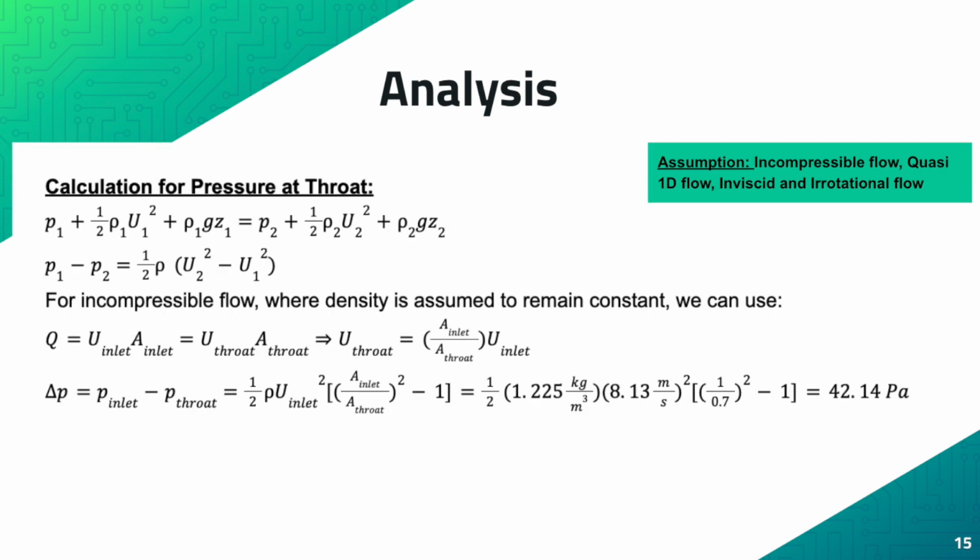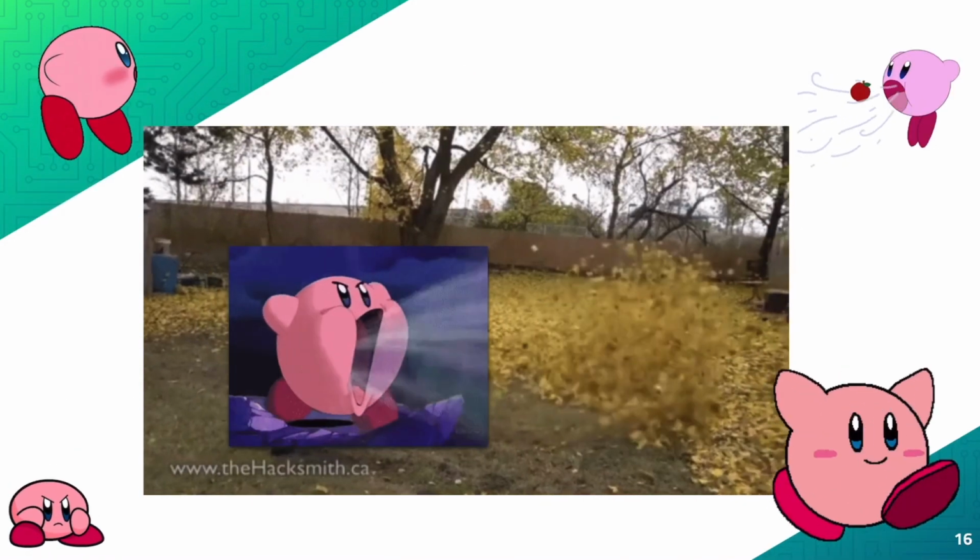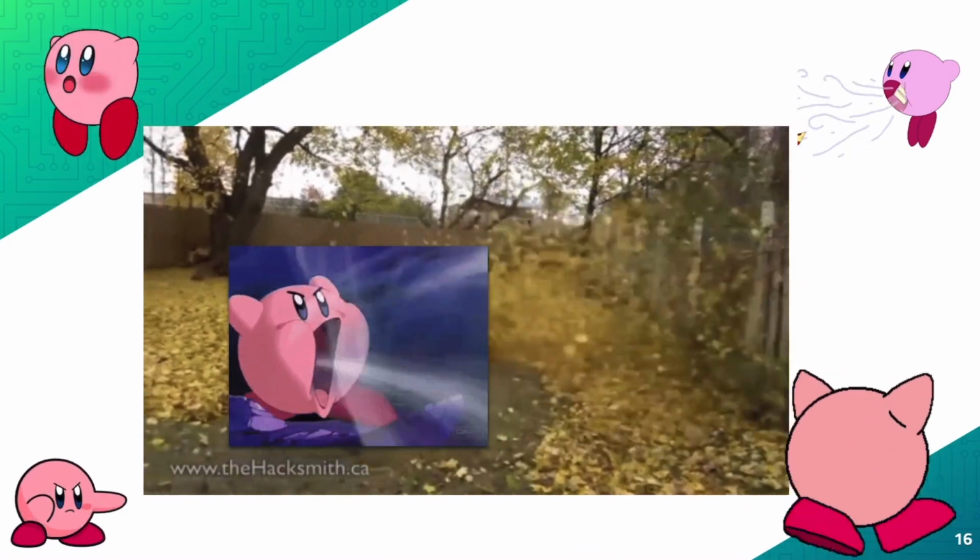To calculate the pressure difference created by the throat inside the venturi, we used Bernoulli's equation along a streamline for the flow from the inlet to the throat. As we expected, this pressure drops from the inlet to the throat, and the difference is relatively low at a value of 42.14 pascals. This makes sense because we're dealing with very low speeds. All of this analysis comes together to create a leaf blower that will definitely displace the leaves from your backyard.